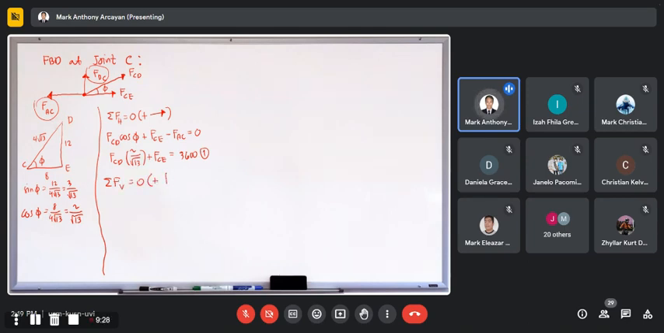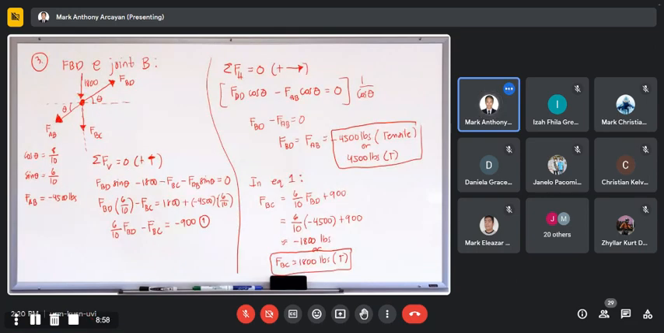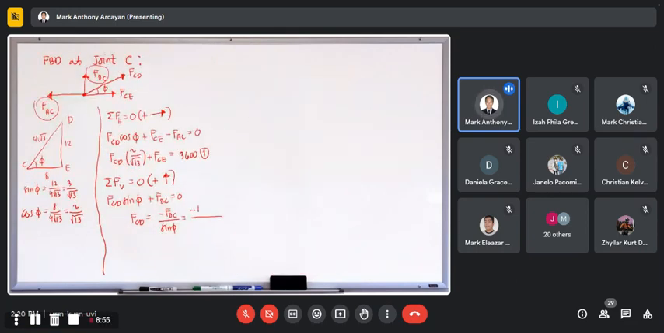So positive kung pataas. Now we have FCD sine phi, then plus FBC is equal to 0. So sila lang duha. Na ma-solve dayon ani ang FCD. So FCD is simply equal to negative FBC over sine phi. So substitute na ta. Ang FBC nakuha naman ni, this is positive 1,800. So negative 1,800. Then sine phi is 3 over square root of 13.